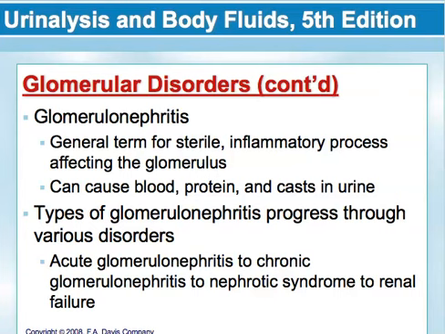Okay, so the first one we're going to talk about is glomerulonephritis. It's a general term that refers to a sterile inflammatory process that affects the glomerulus. It's associated with the presence of blood, protein, and casts in the urine. Many types exist, and one can lead to another, usually progressing through the course of various renal disorders.